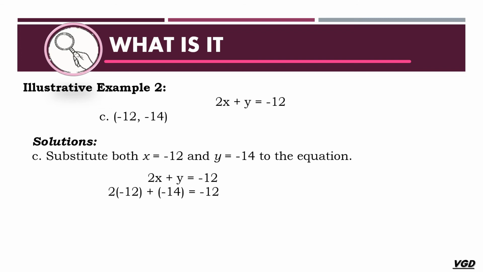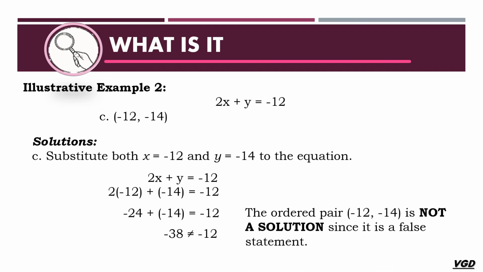And let's simplify. So 2 times negative 12 is equal to negative 24 plus negative 14 is equal to negative 12. And negative 24 plus negative 14 is equal to negative 38. And this is not equal to negative 12. Therefore, the ordered pair negative 12 and negative 14 is not a solution since it shows a false mathematical statement.